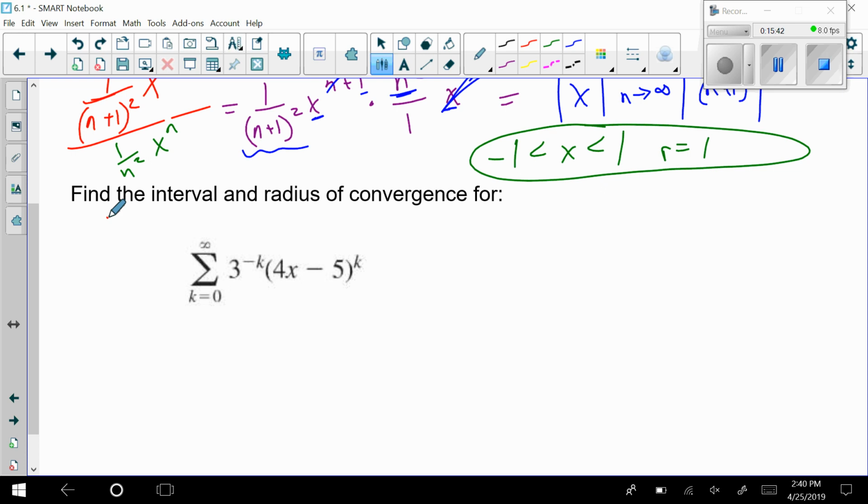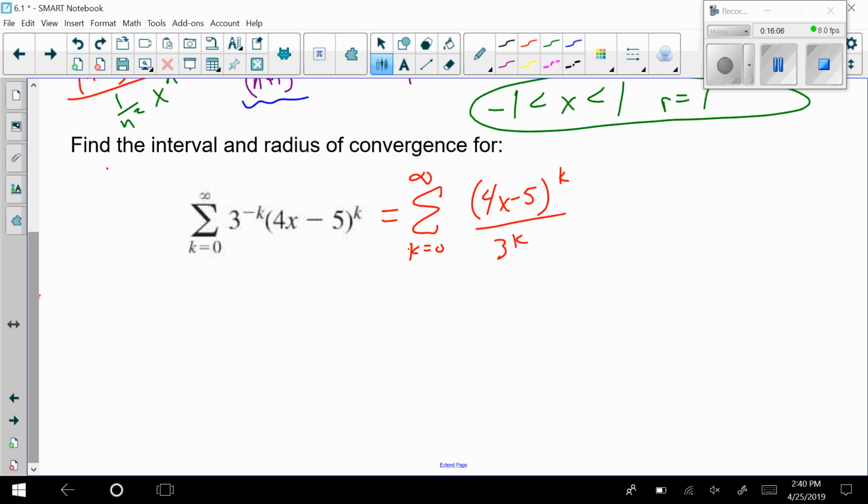So now here, I think I could probably change how this thing looks just to help me out. This is the summation, k equals 0 to infinity of (4x minus 5)^k divided by 3^k. Again, here we do the plus 1 first. So if I'm doing the n plus 1, I would have my 4x minus 5, and it's not n anymore, it's a k, so just know that. So it's k plus 1 here, and then divided by 3 to the power of k plus 1.